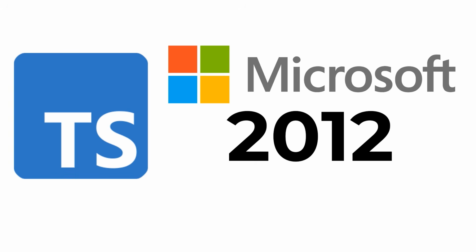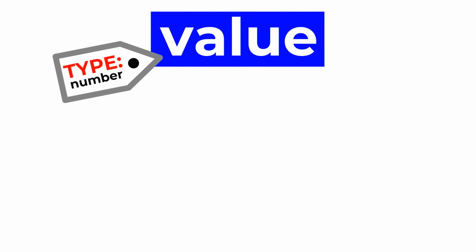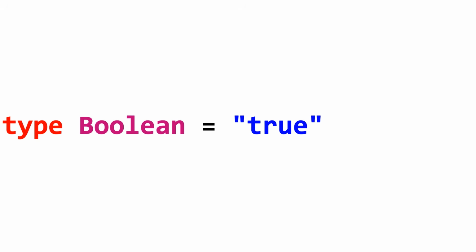Hey guys! TypeScript is a programming language that was developed by Microsoft and released in 2012. It's a strongly typed programming language, meaning values in TypeScript are specified with a type. A type is essentially a set that defines the possible values that something can have. So this type only allows values with the string true.